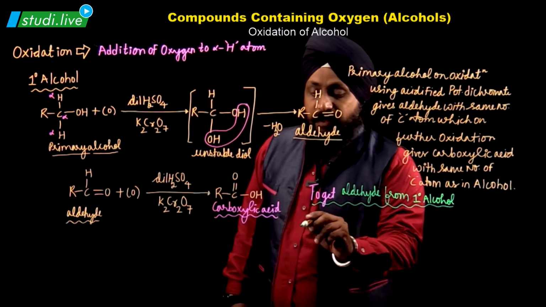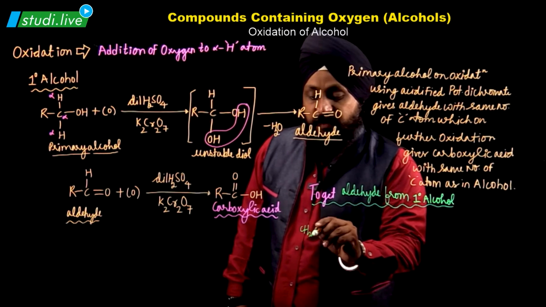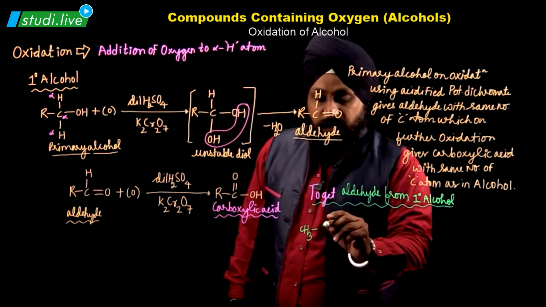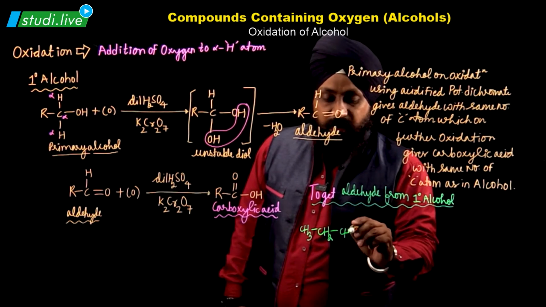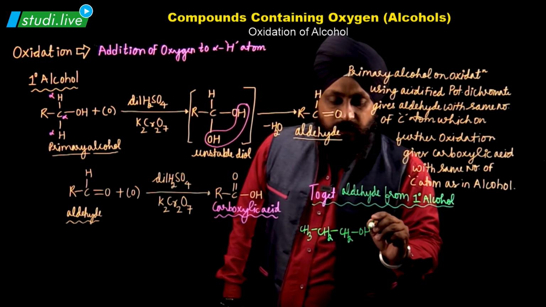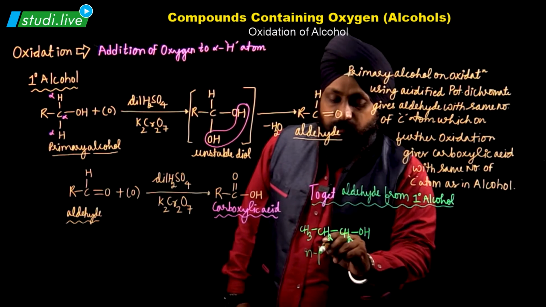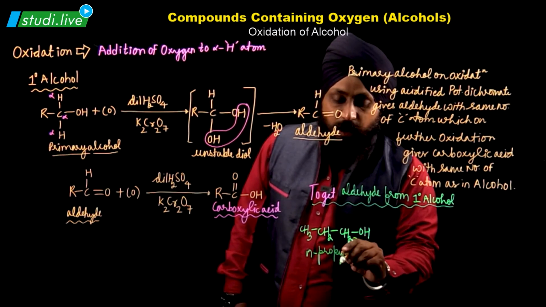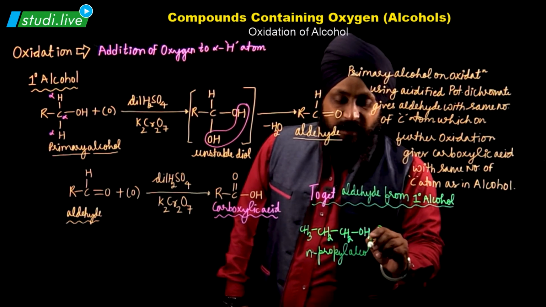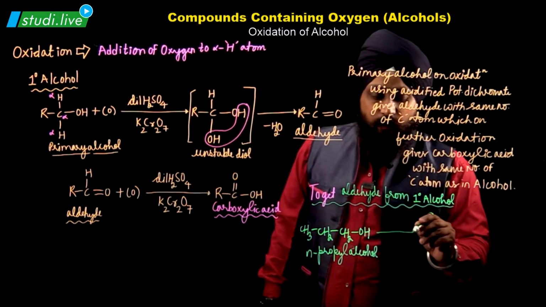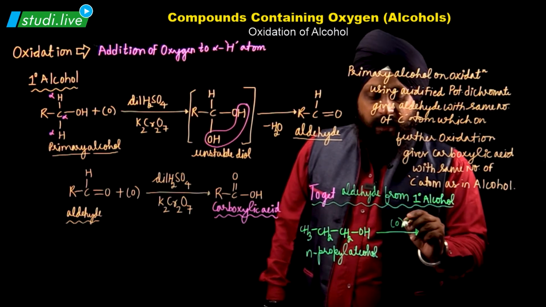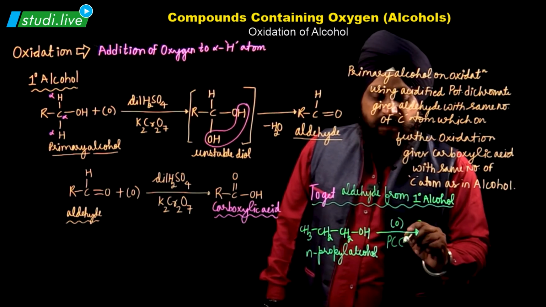Students, suppose this is your CH3, here it is another CH2, and here there is another CH2, here OH. What is this, students? It is going to be your N-propyl alcohol. Yes, you call it N-propyl alcohol. Now what you are going to do, students? You are going to carry out its oxidation using PCC.